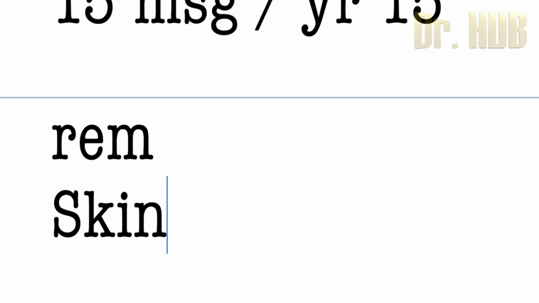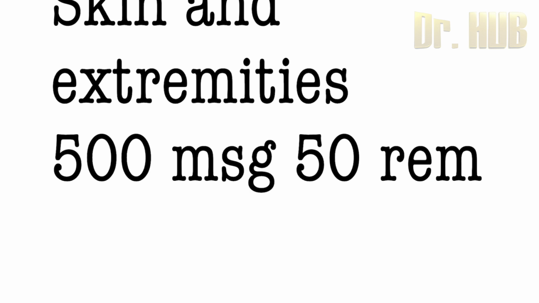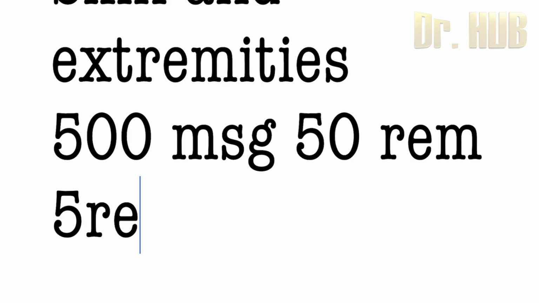Then moving on to the skin and the extremities. The skin and the extremities include the hands and the feet, and this is the equivalent dose. So here the occupational exposure in radiation workers amounts to about 500 mSv. In case of the lens of the eye, it is 150. In case of the skin and the extremities, it is 500 mSv per year, and in units this is 50 rem. The general public exposure is again going to be 50 mSv, and this is 5 rem.